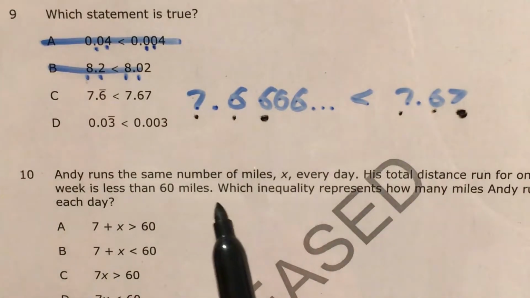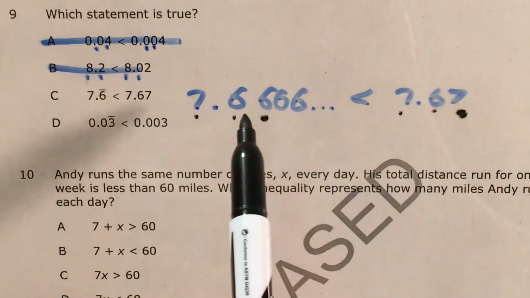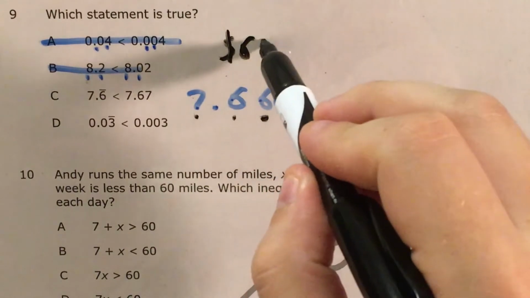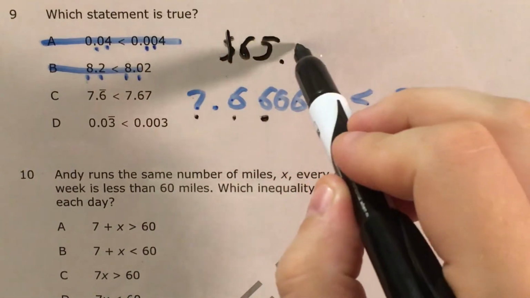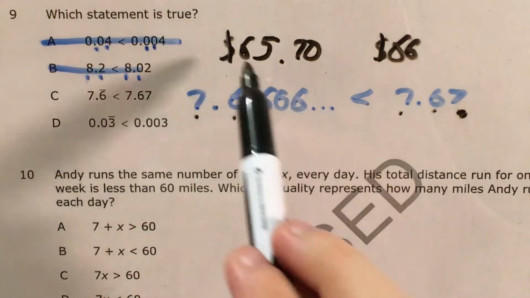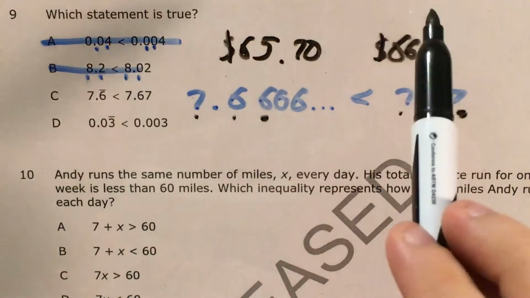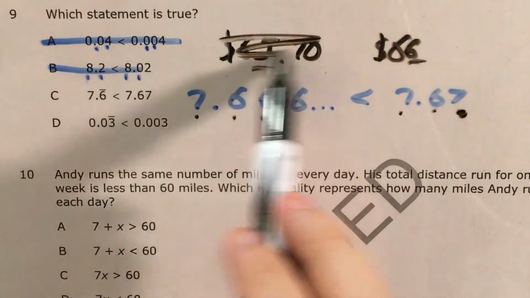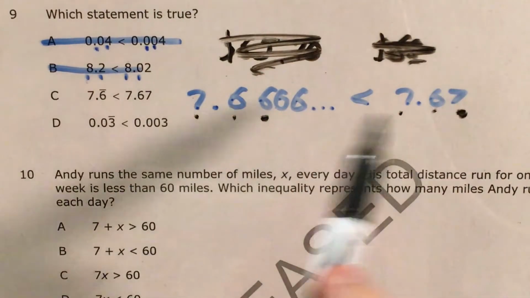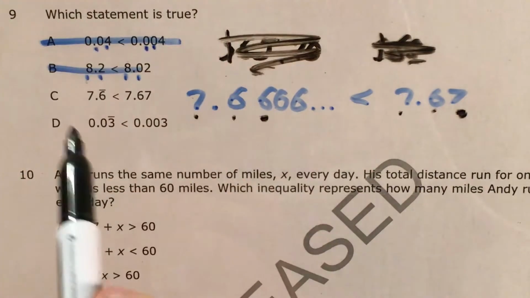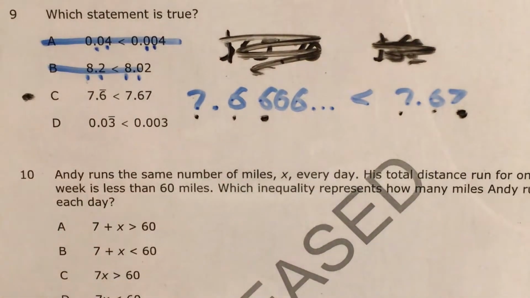And that's why I'm doing this comparison by each place in the decimal, because even though there's more numbers here, it's like if you had $65.70 and someone had $66. There's more numbers in the amount of money that you have, but they still have more money, because the ones place of how many dollars they have is bigger. So now that we've established that, we know that this is actually the example where the left number is smaller than the right number. So I'll put a dot by choice C, because I want to test D and just make absolutely sure.